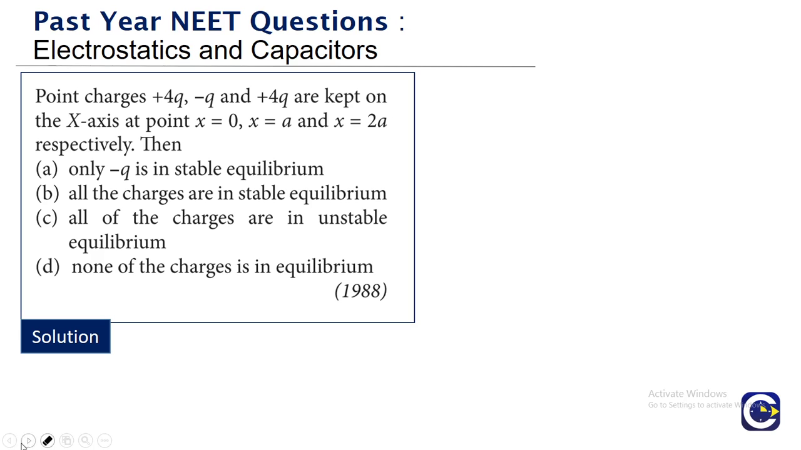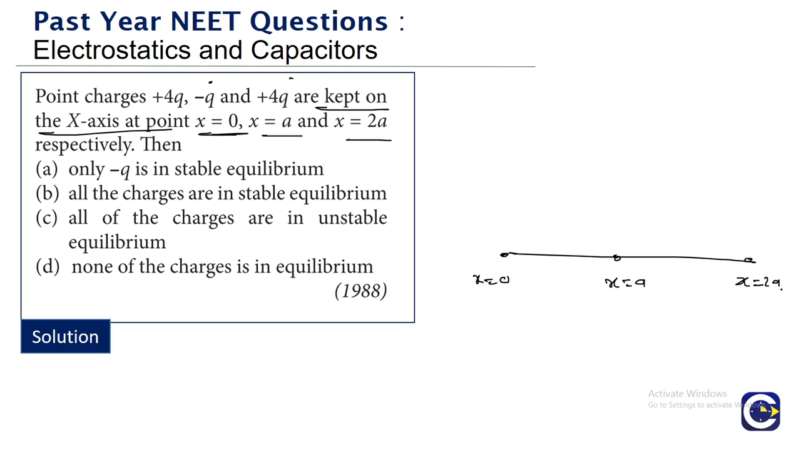Point charges plus 4q, minus q and plus 4q are kept on the x-axis. x is equal to 0, x is equal to a, x is equal to a. What are the charges? Plus 4q, minus q, plus 4q.